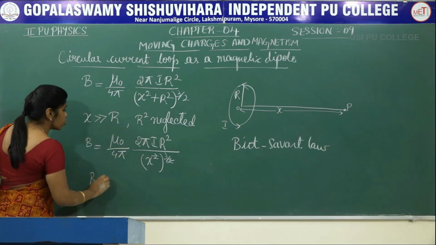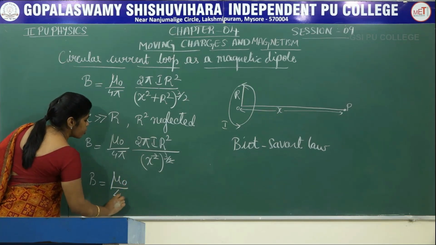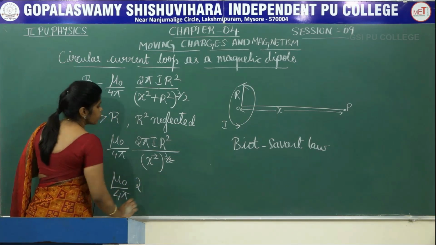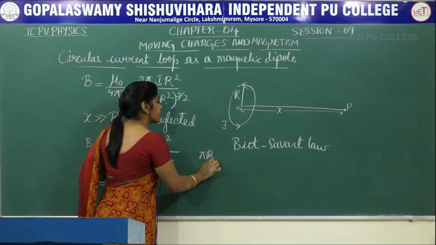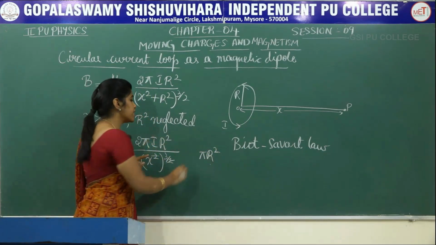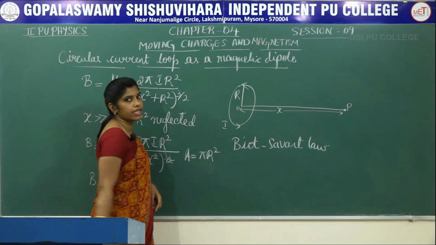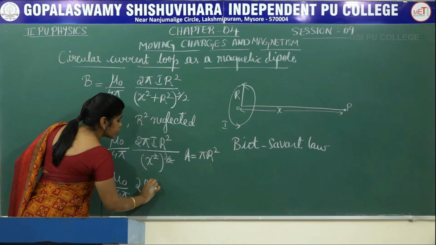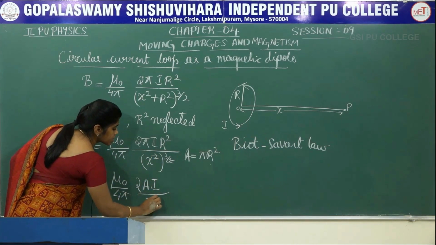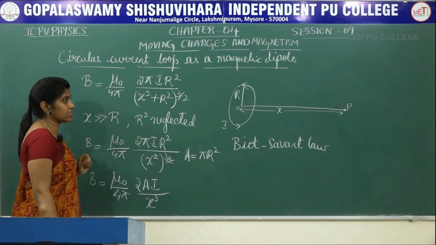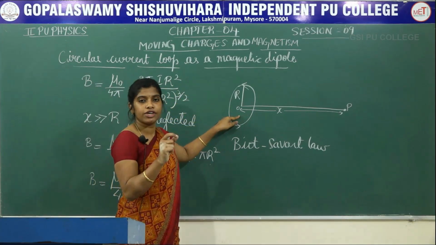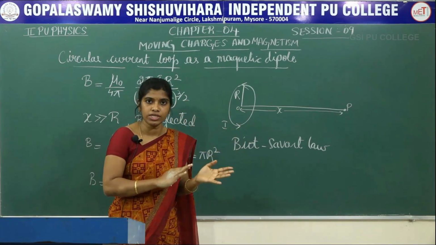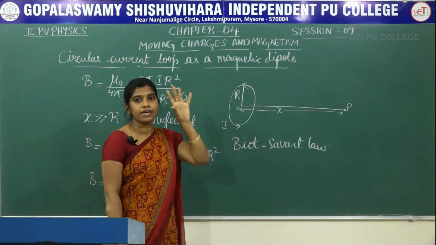Now this B can also be written as mu naught by 4 pi into 2 into I times pi r square divided by x cube. Now tell me, what is pi r square? Pi r square is nothing but the area of this circular loop. Therefore, I can substitute pi r square as A, giving A into I divided by x cube. Next, if this current loop is considered to be a magnet, that is, it is going to just act like a magnet with dipoles, then it does have a magnetic dipole moment.